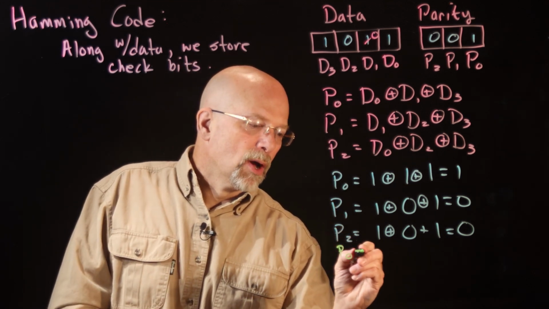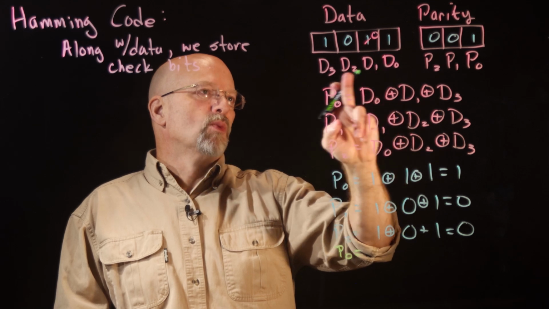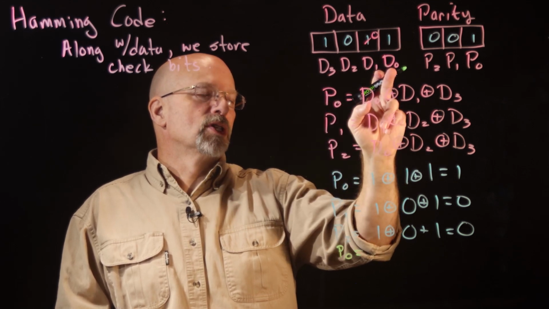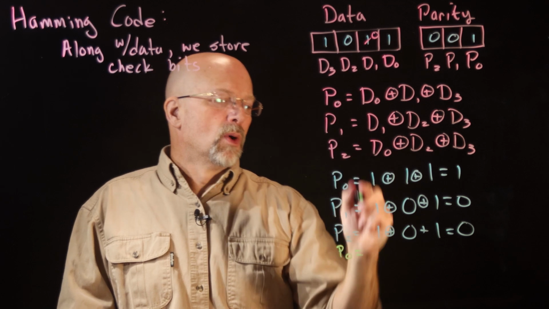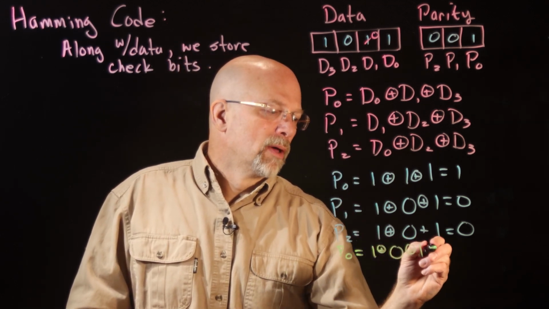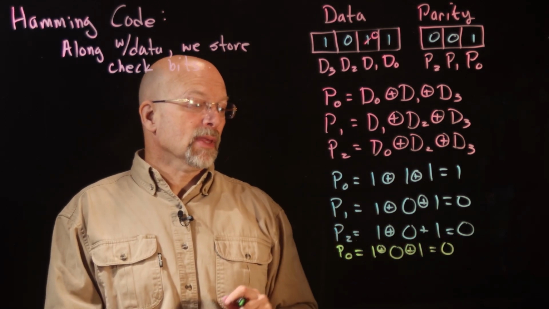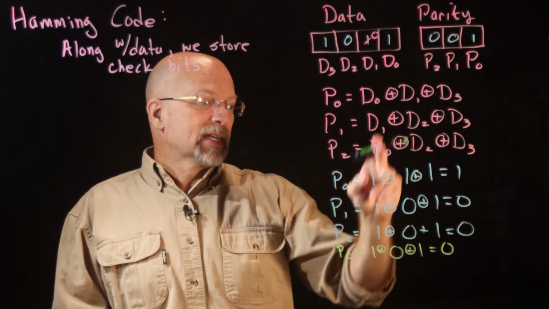So P0 is equal to, well, remember it's D0 exclusive OR with D1 exclusive OR with D3. So it's 1, 0, 1. So 1 exclusive ORed with 0 exclusive ORed with 1. That's equal to a 0, right? Now, we look at P1.